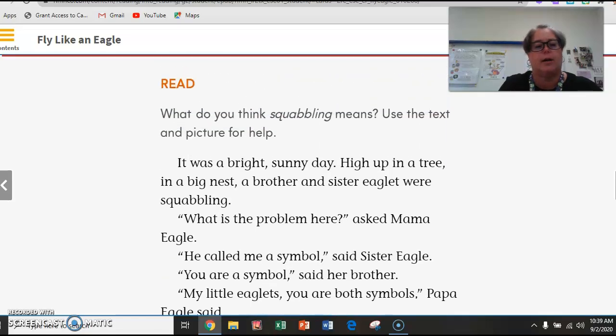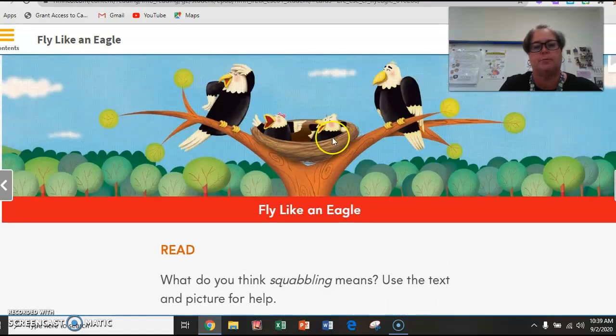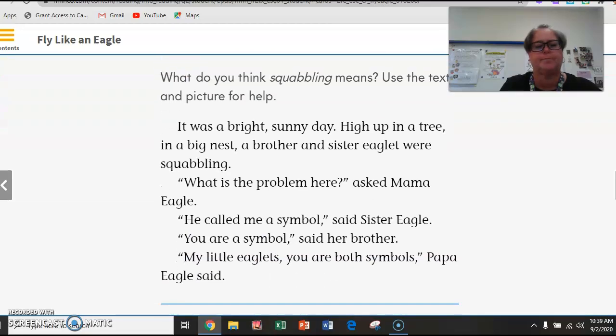So let's go right here. It says, what do you think squabbling means? Use the text and picture for help. Here's the picture. These two little eaglets, I don't know, they look like they're both talking. And let's look at the text evidence. It says, it was a bright sunny day, high up in a tree, in a big nest, a brother and sister eaglet were squabbling. So I'm going to use the text evidence. They were in the nest together. It's talking about the brother and sister. And I'm going to look at the picture again.